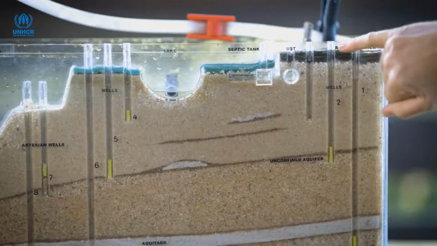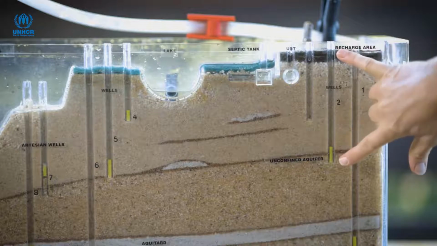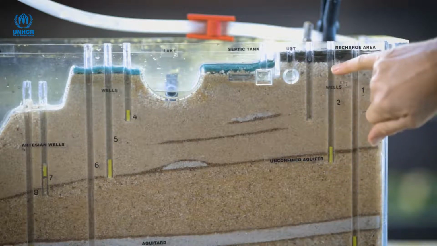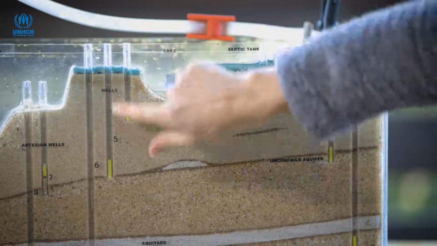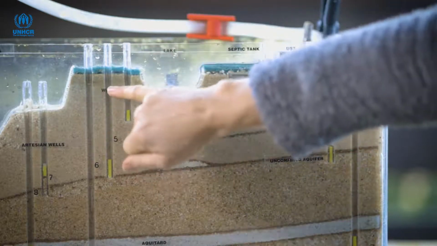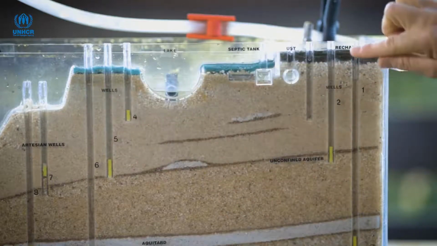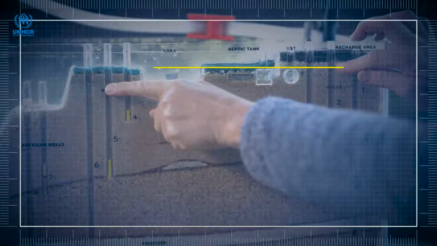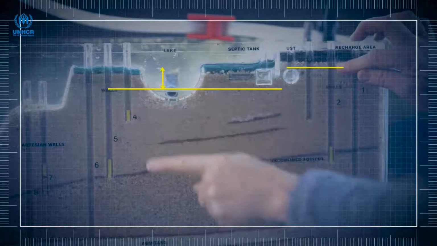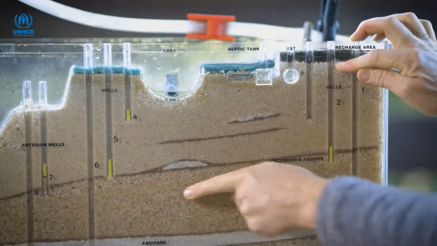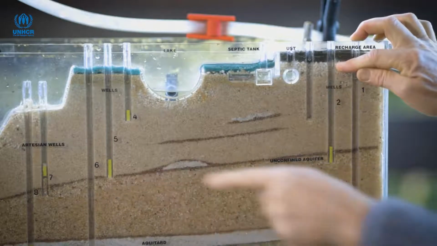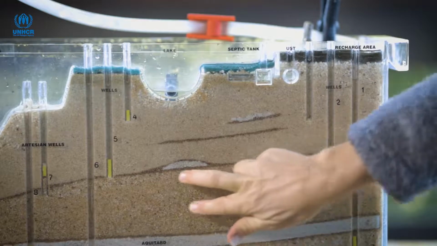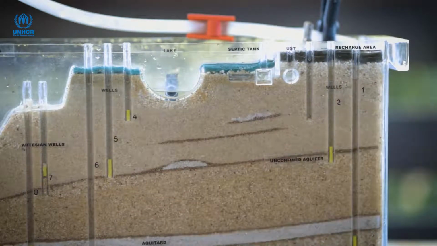So you can see in well number 2 that is in this aquifer, you have the water level here, and in this one here, you have it there. Now the difference between the two, this is what will drive the water in this direction from this well inside this aquifer layer.